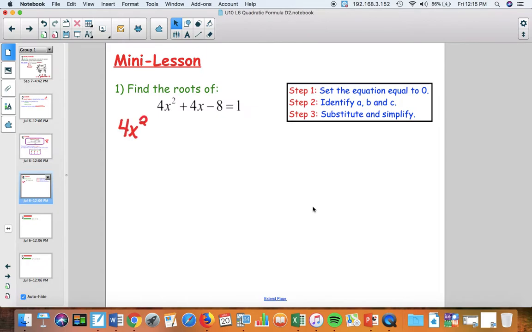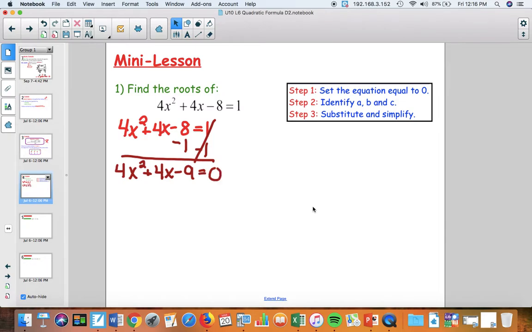4x squared plus 4x minus 8 equals 1. Our first step is to get this equal to 0. So what we have to do is subtract 1 on both sides. Now we're subtracting 1 from the 8 because those are like terms. So we have 4x squared plus 4x minus 9 is equal to 0.